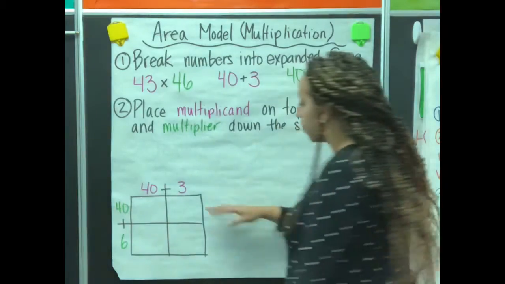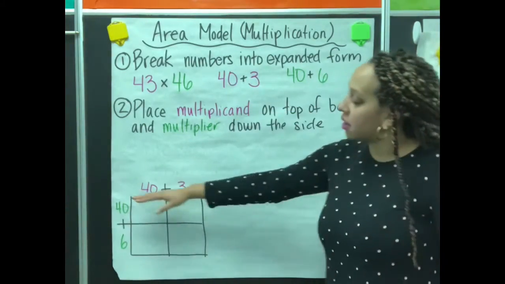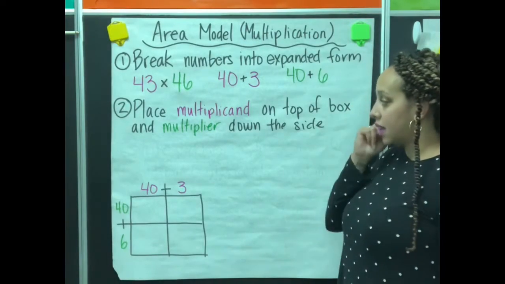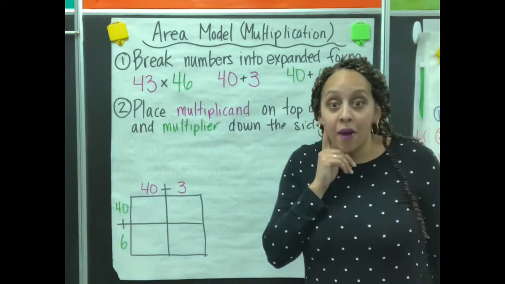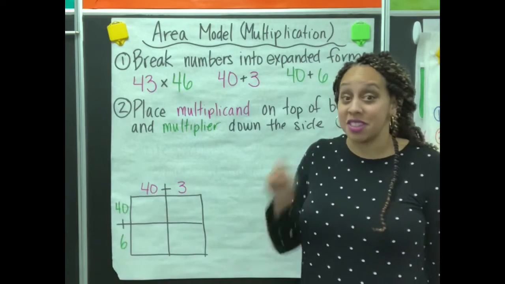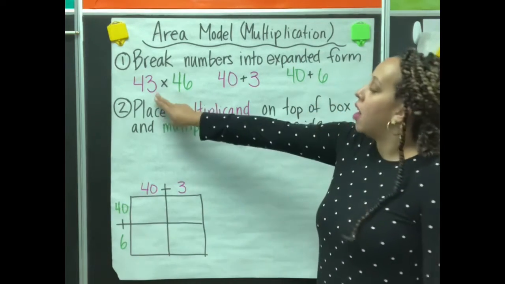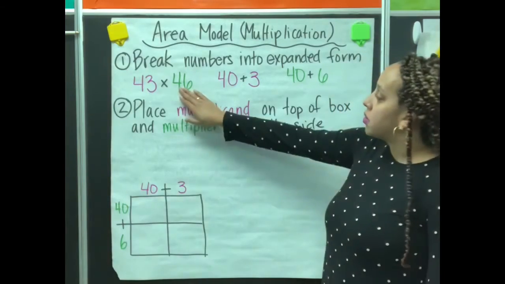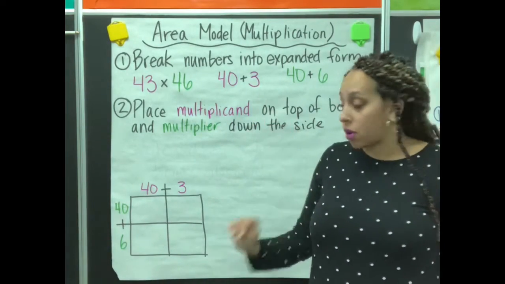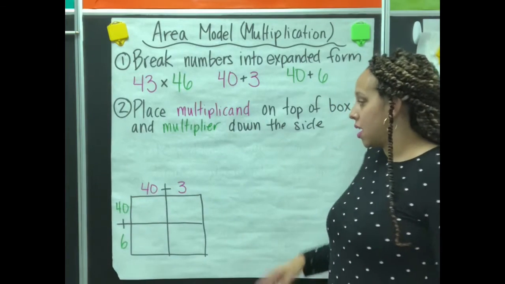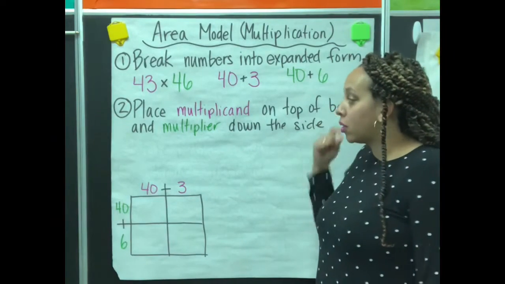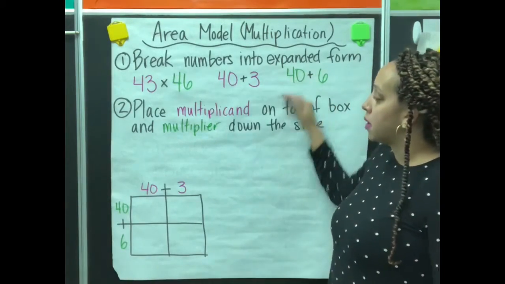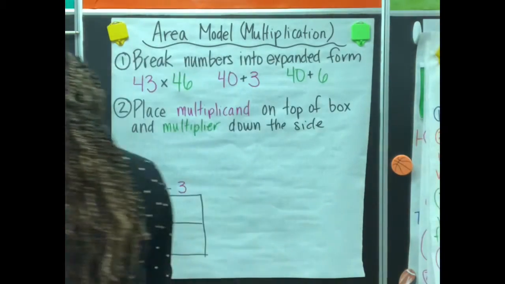So now we have our box. We place the multiplicand on the top and we place our multiplier down the side. The next thing we're going to do, and we figured out how many boxes there were inside because we took the digits, keyword, of the multiplicand and multiplied it by the digits, keyword, of the multiplier. 2 times 2 equals 4. That means we're going to have 4 small boxes. Now, we are going to do step 3. So first, we broke the numbers into expanded form, place multiplicand, place multiplier.